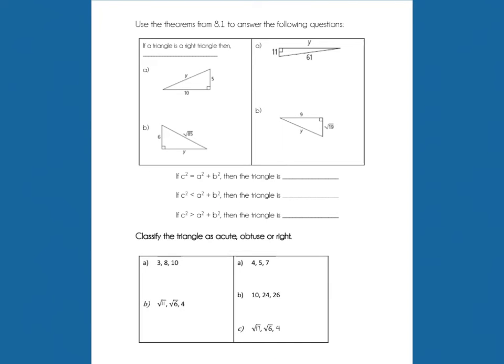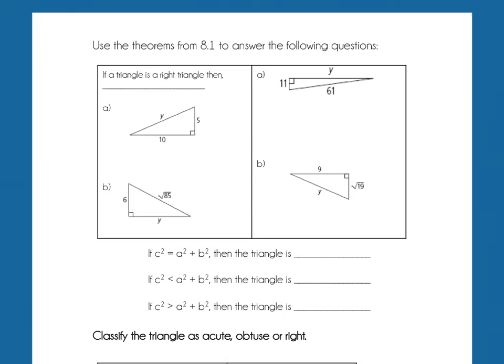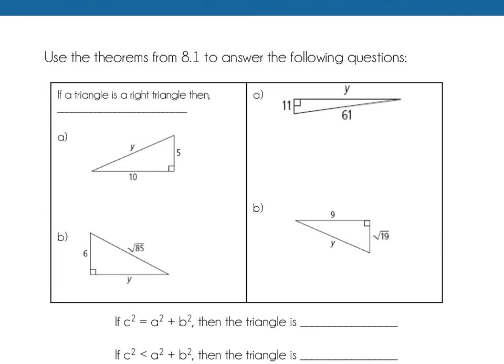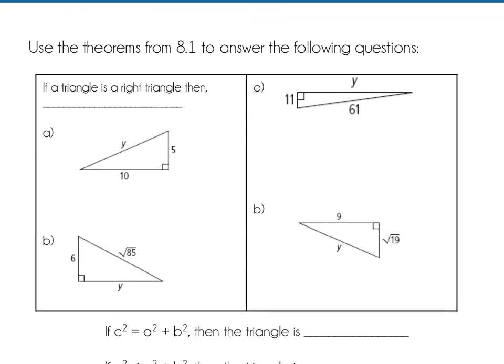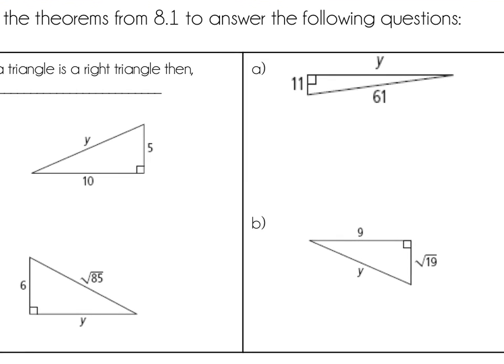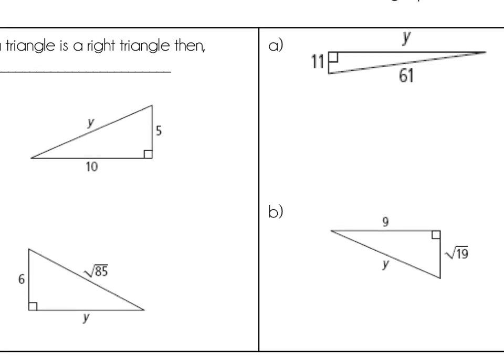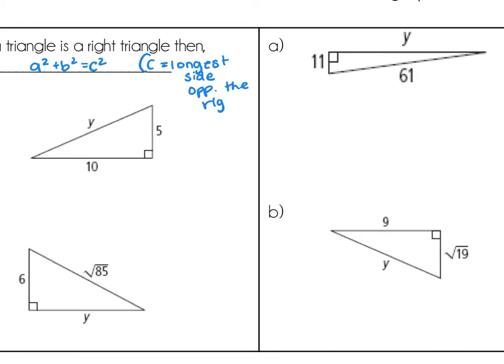Then came 8-1, which was Pythagorean theorem and the converse, right? So the top says use the theorems from 8-1 to answer the following questions. If a triangle is a right triangle, then what is true? What's the Pythagorean theorem? A squared plus b squared equals c squared. And c is the longest side, or opposite the right angle.